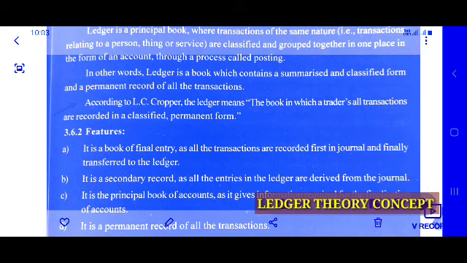Next, according to L.C. Cropper, the ledger means the book in which a trader's transactions are recorded in a classified and permanent form. See, once journal entries are prepared, all those entries we are going to record in the ledgers with the help of posting. That account is a permanent form of account.